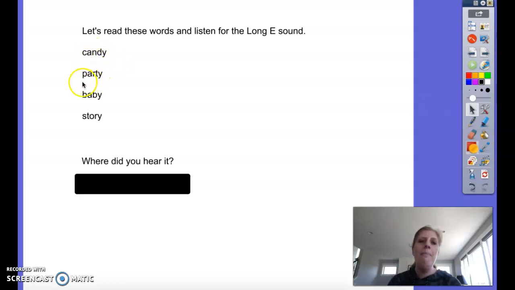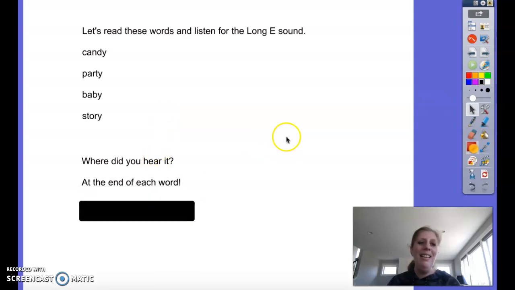Candy, party, baby, story. Where did you hear that long E sound? At the end of each word. Candy, party, baby, story. Okay, so as you look at these, there's not an E in the word at all. There's a Y. The Y is the last spelling pattern for the long E sound, okay?